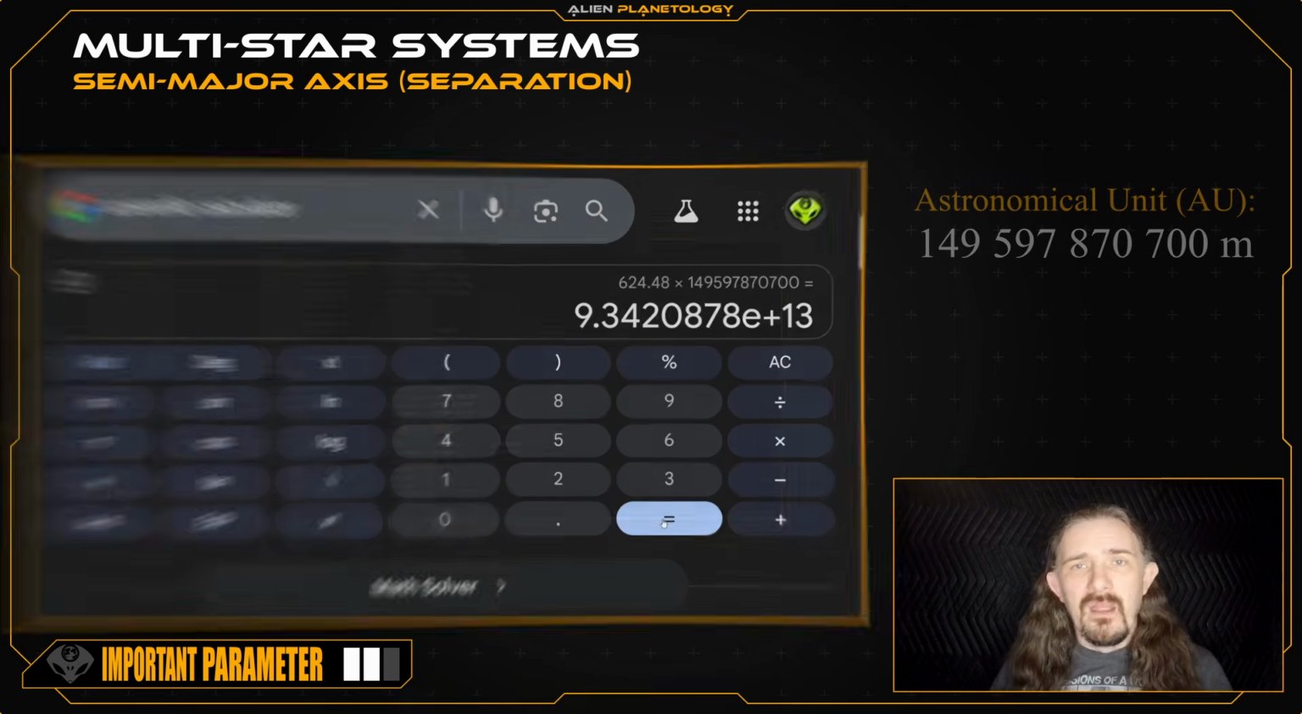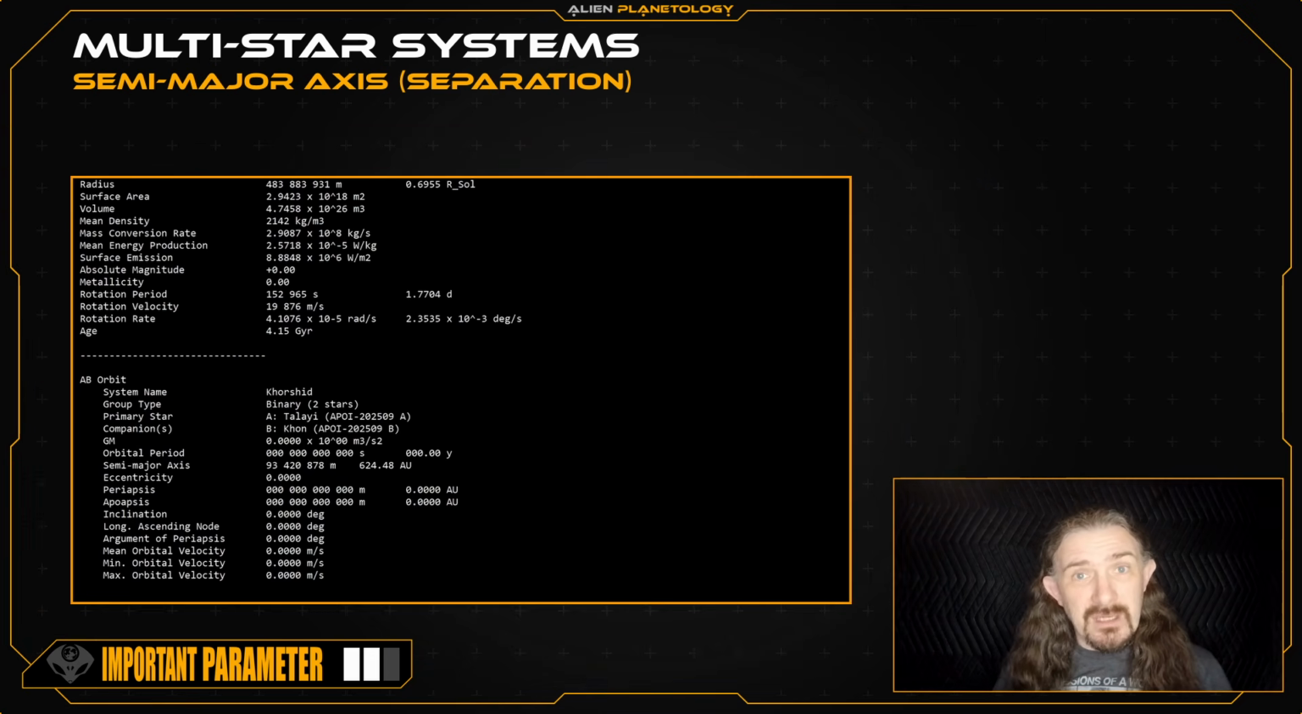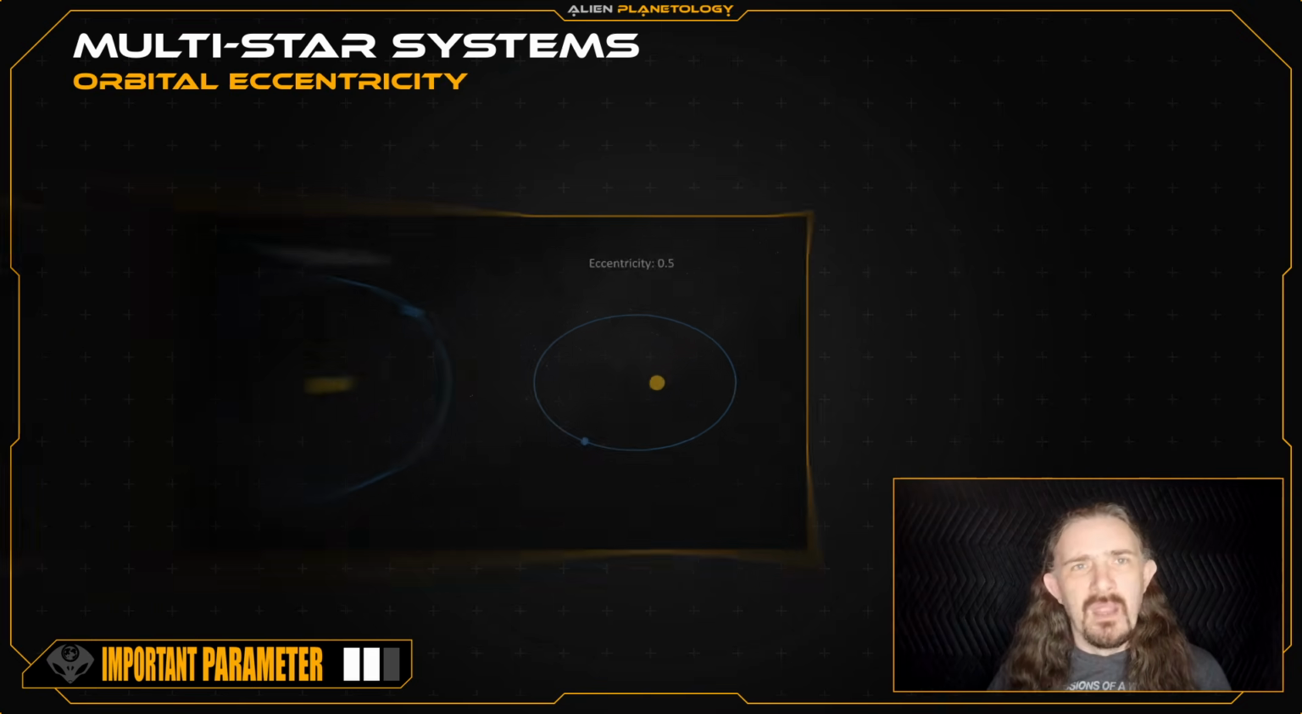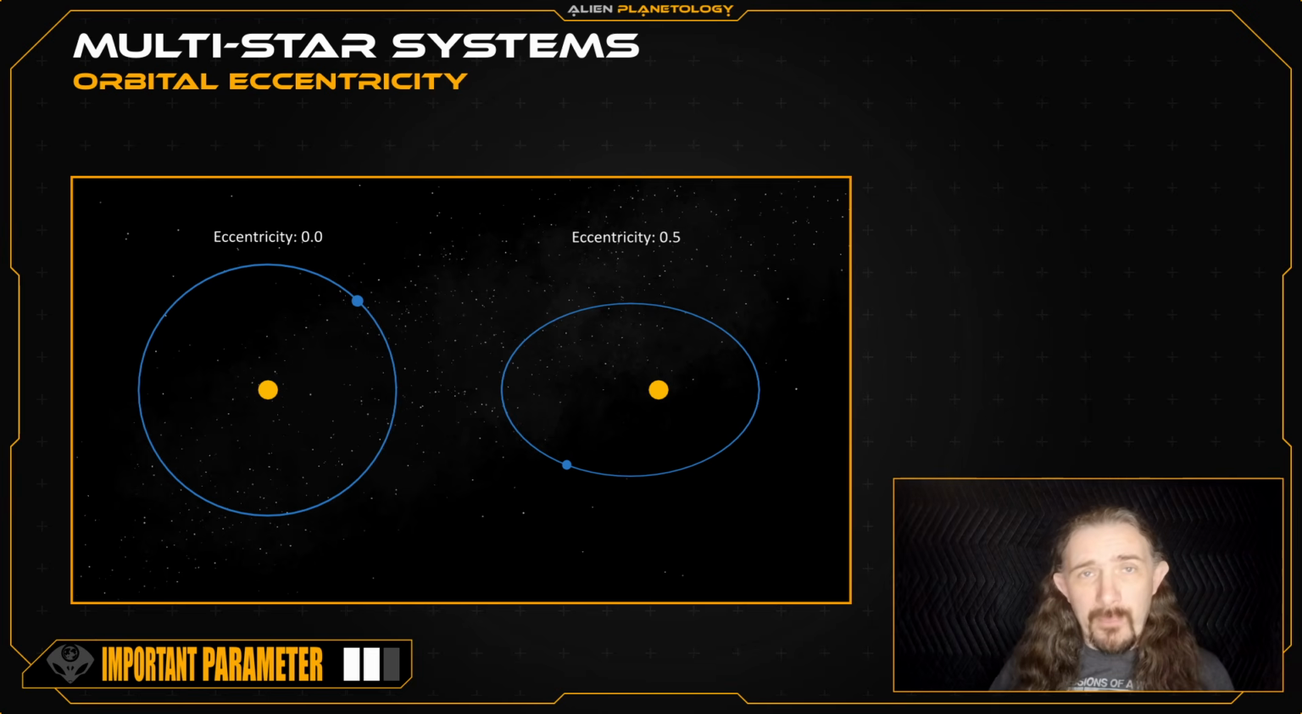149,597,870,700 meters. Then I'll add that result to my SAP sheet as well. The next value that we need to define for our stars is their orbital eccentricity. This is how elliptical their orbital paths are, and it's going to be a value between 0 and 1. 0 represents a perfectly circular orbit, and the closer the value gets to 1, the more squashed the orbit becomes.